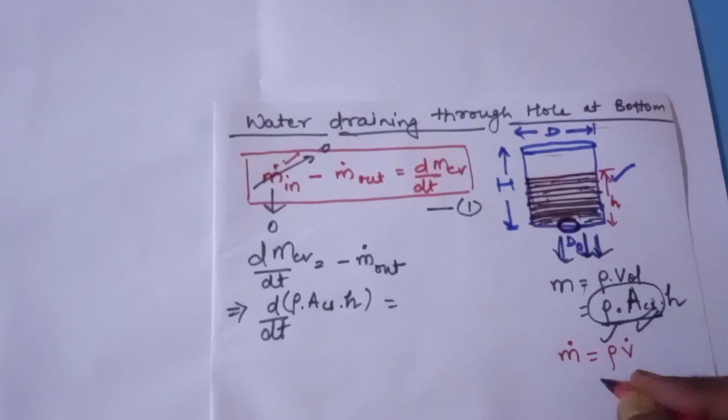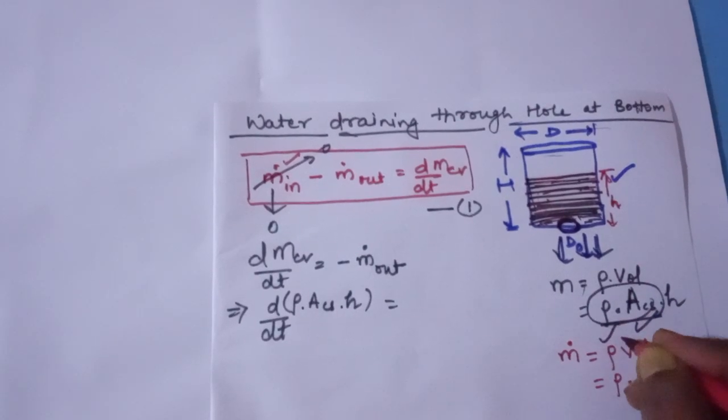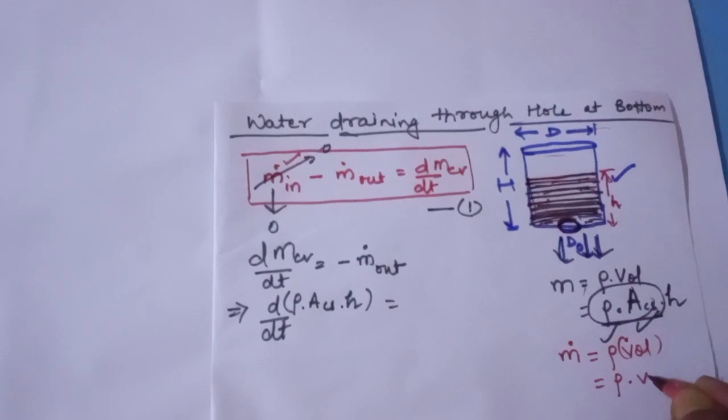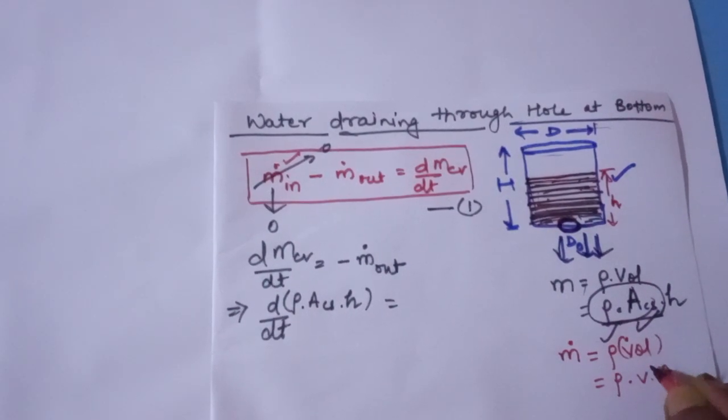Now if we write volumetric flow rate, suppose this V is for volume, so we can write it as velocity into area. Volumetric flow rate can be written as velocity into area. So mass flow rate can be written as density into volumetric flow rate.